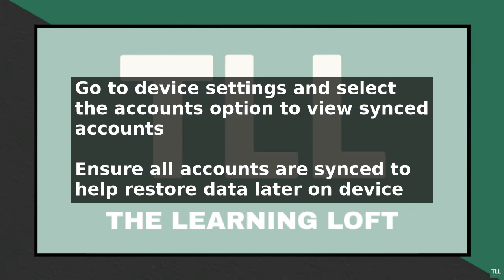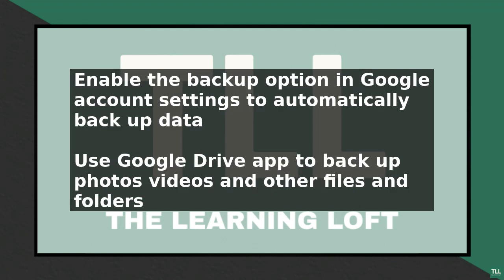Next, enable the backup option in your Google account settings. This will automatically back up your app data, contacts, and other information to Google's servers. To do this, go to Settings, then Accounts, and select your Google account. Look for the backup option and toggle it on.